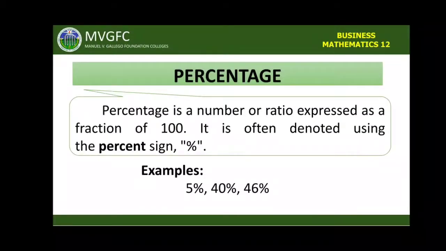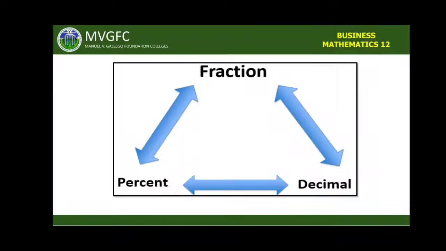The last one is the percentage. Percentage is a number or ratio expressed as a fraction of 100. It is often denoted using the percent sign. For examples, we have here 5%, 40%, or 46%. Fractions, decimals, and percents are different ways of representing part of a whole. We could say 50% of something, or 1/2, or 5/10. These are all the same quantity.